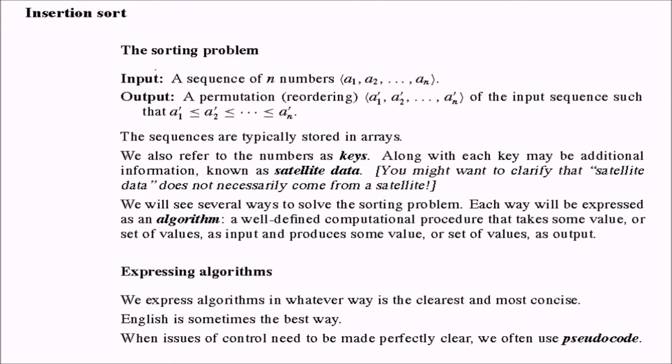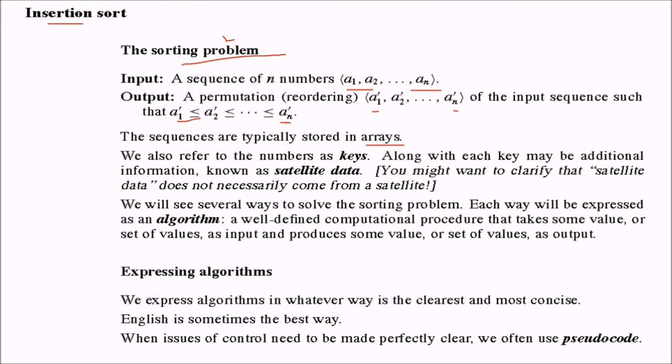First, we'll see insertion sort, and it is a sorting problem. So we have some sequence of numbers, say from A1 to AN, and the output should be a permutation or reordering of these, A1' to AN', of the input sequence, such that the first one should be less than or equal to the second one, and likewise, and the last one should be the highest one. These sequences are typically stored in arrays. So we will be using arrays for insertion sort. Sorting is a problem, insertion sort is a technique, and this will be used on data structures which are arrays.